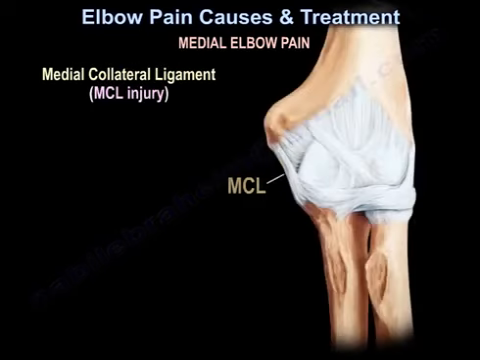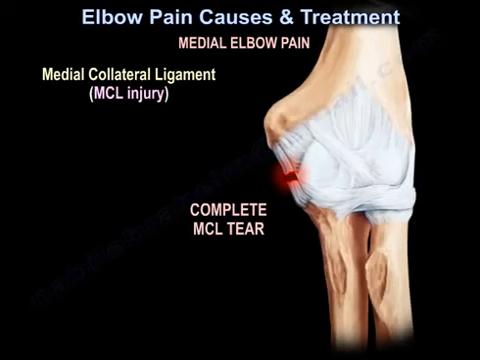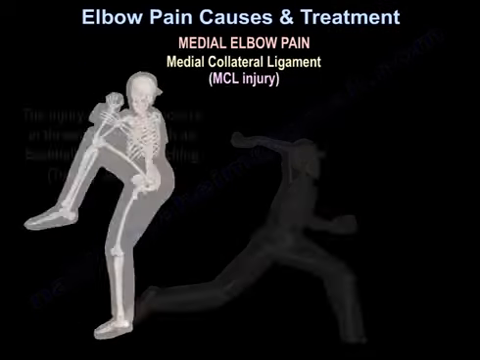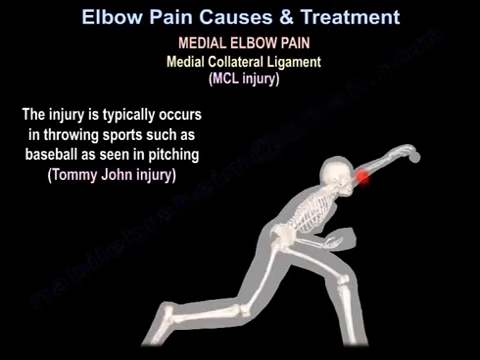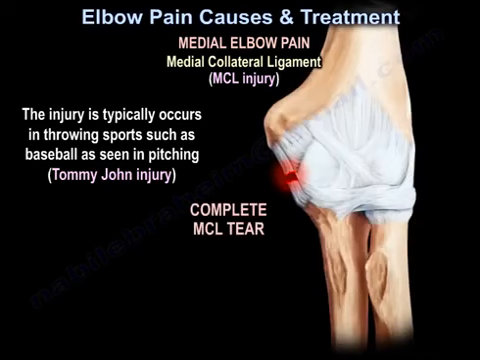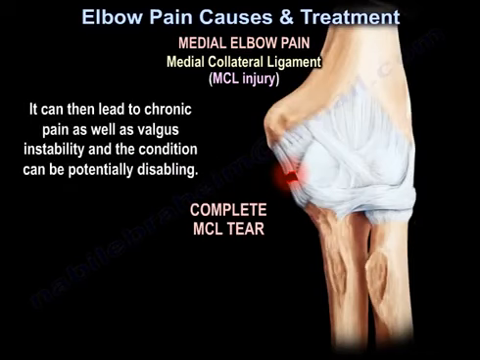Another pathology in the medial side of the elbow is the medial ulnar collateral ligament injury. The injury typically occurs in throwing sports such as baseball, as seen in pitching. It is the Tommy John injury. It can then lead to chronic pain as well as valgus instability, and the condition can be potentially disabling.